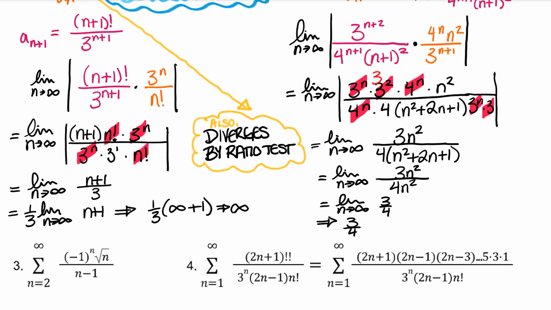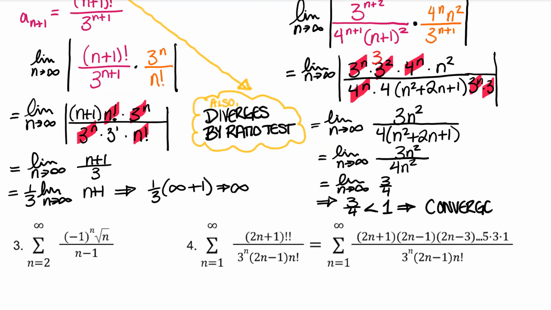All right, 3 over 4, is that greater than or less than 1? That is less than 1. Therefore, our series will converge based on the ratio test, which you can write as RT.